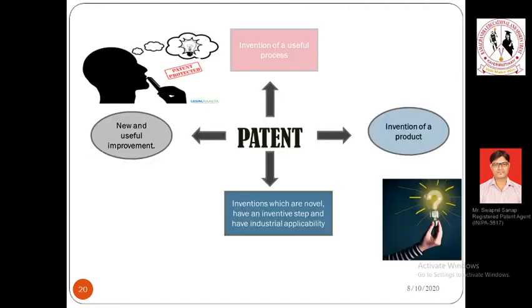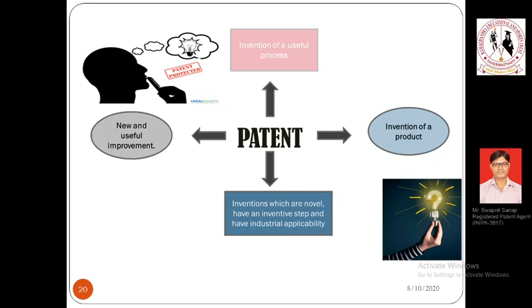Moving on, I have just explained in detail what a patent can be given for. Patent can be granted or considered to be filed for what? Patent can be filed for any invention of a useful process. An invention having a useful process can be considered eligible to get a patent. For any invention of a product, a patent is generally given to a product which is inventive in nature. Any new and useful improvement done in an existing product can be considered eligible for a patent. Inventions which are novel and have industrial applicability can be considered patent eligible subject matter.